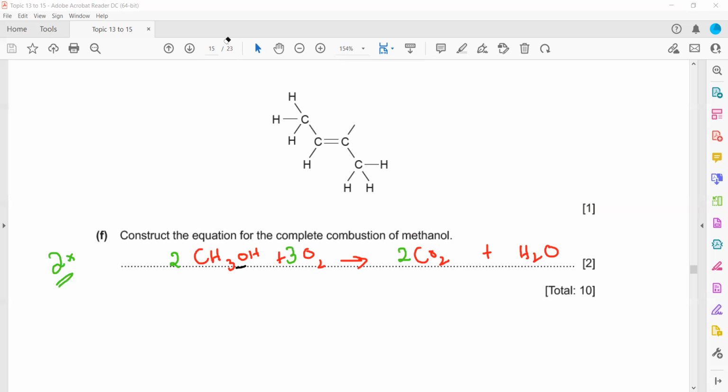So the second mark is for balancing the equation. 1 mark is for writing the correct equation, and the second mark is for balancing. So if you need a decimal to balance the equation, you will multiply all of them by 2.